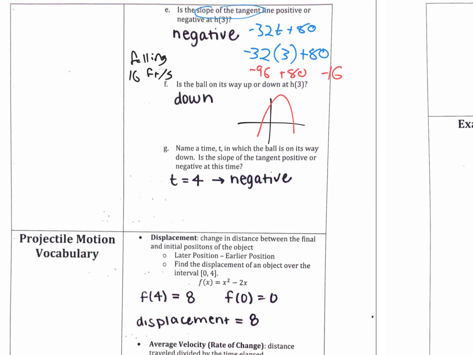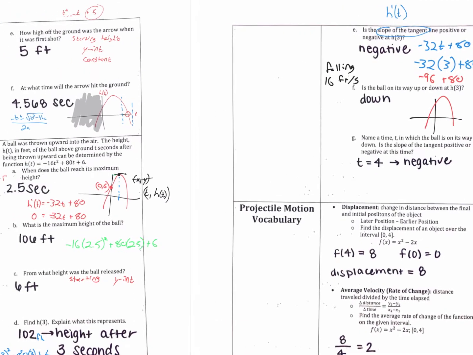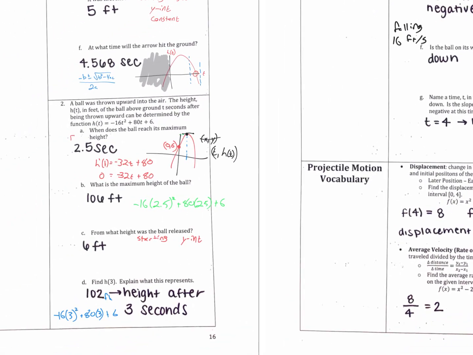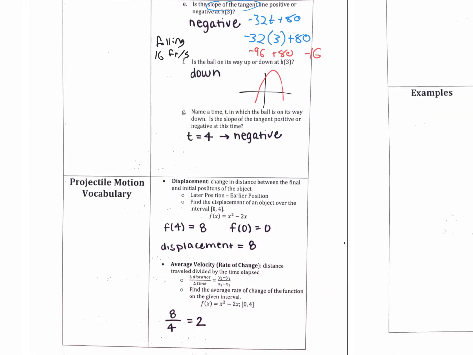Well, we could really name any time value past that maximum, and we already know the maximum occurred at 2.5 seconds. So anything beyond that 2.5 second mark is going to have a negative slope and the ball is falling downward. So here we just use t equals 4. You could do 2.6 seconds, 2.7 seconds, 3.1 seconds. Any time after that maximum value, our slope is going to be going downward because our ball is falling.